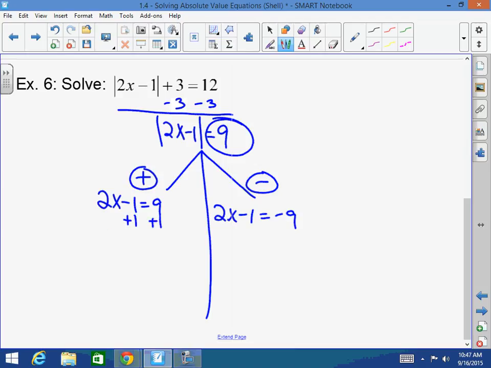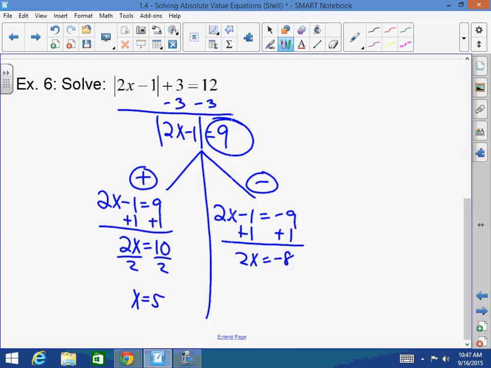Add 1 to both sides. 2x equals 10. Divide by 2. x equals 5. Add 1 to both sides. 2x equals negative 8. Divide by 2. x equals negative 4. Please remember the answers can be negative. What cannot be negative is the absolute value; it cannot equal anything negative. And now let's plug it in.